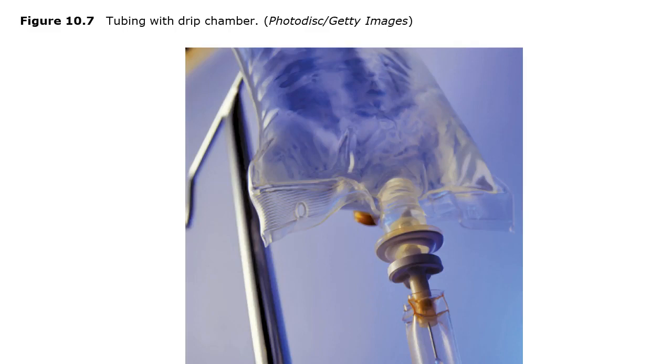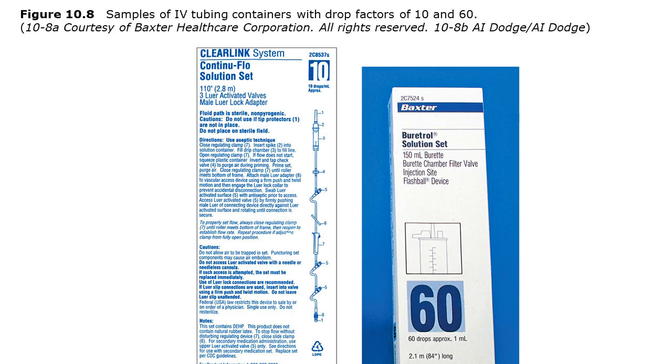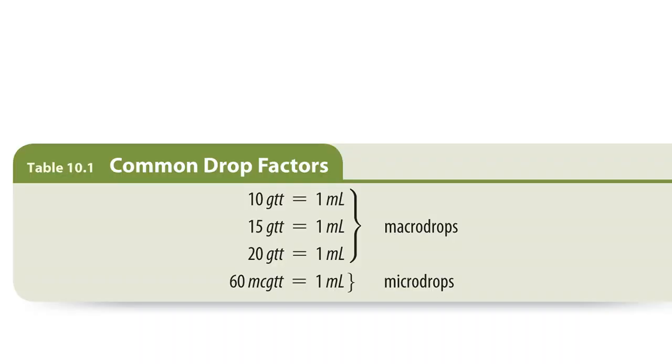And this is just another example. This looks like a microdrip tubing, and this is tubing with the drip factor, just kind of showing you a close-up look at that. This is that microdrip tubing. 60 drops equal 1 milliliter, so you can see how tiny those drops would be, okay?